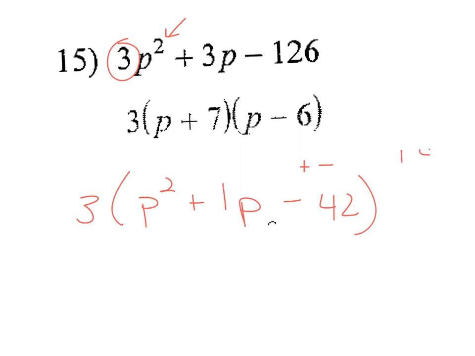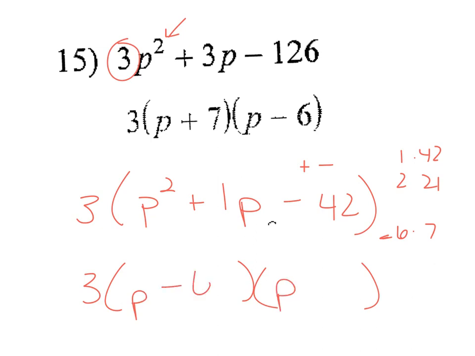Now you can start your list here and you can kind of run down through it and keep working. And eventually we're going to hit 6 times 7. And so when I look at 6 times 7, the only way to get a +1 in the middle is to have more positives. So the 7 stays positive, the 6 is negative. And again, if you're not sure, you can always check it. So 3, p squared breaks to p and p. And then you have a -6 and a +7.